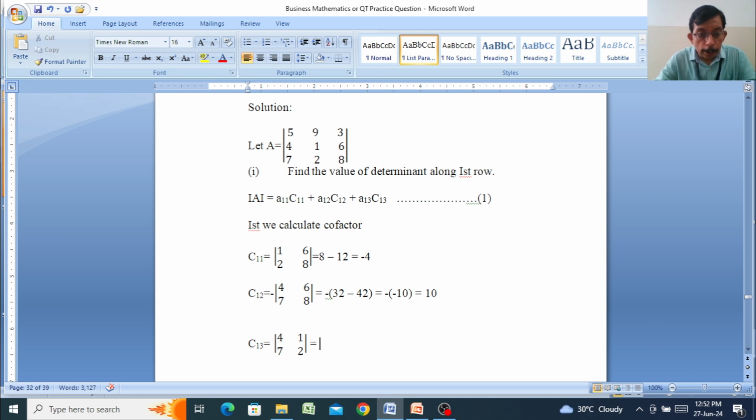The second order determinant is the difference of the multiplication of the diagonal elements. The first diagonal element is 4 and 2. The multiplication 4 into 2 is 8. The difference: the second diagonal element 7 and 1, the multiplication 7 and 1 is 7. The value of the determinant is 1.